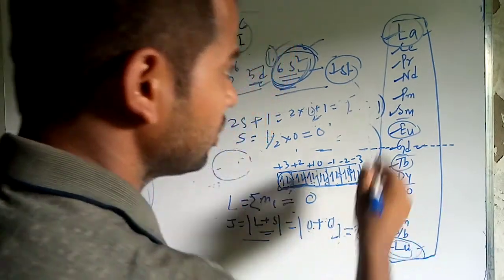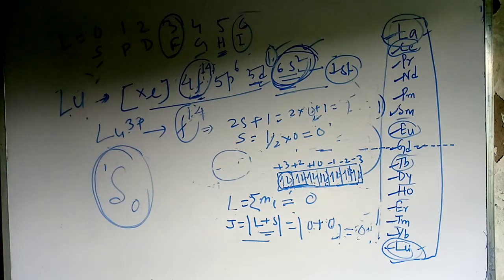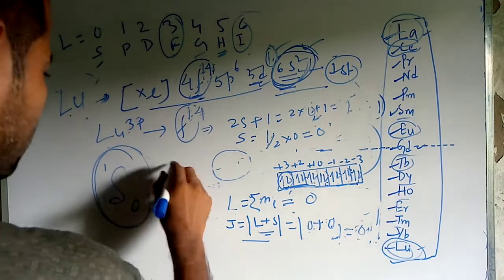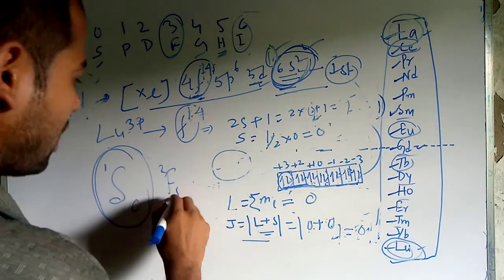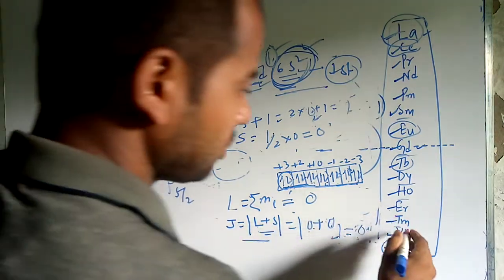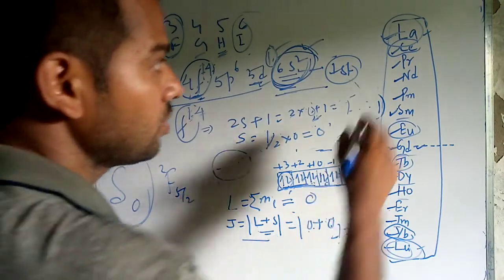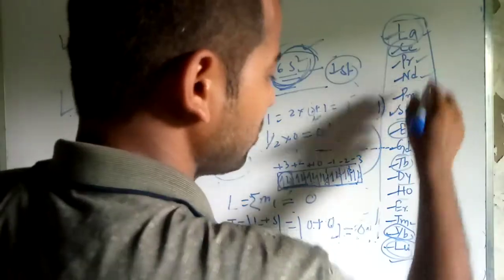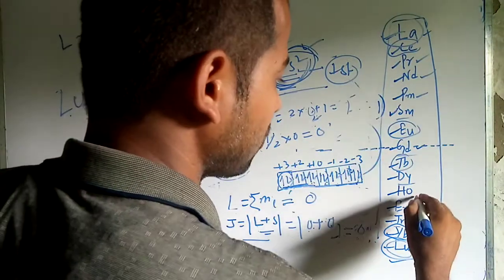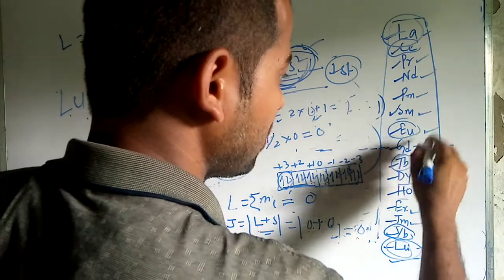If you take the term symbol of cerium 3 plus, it is 2F 5 by 2, and ytterbium also has the same term symbol, 2F 5 by 2. Praseodymium is the same as terbium, neodymium is also the same, and samarium is the same as dysprosium, and europium.